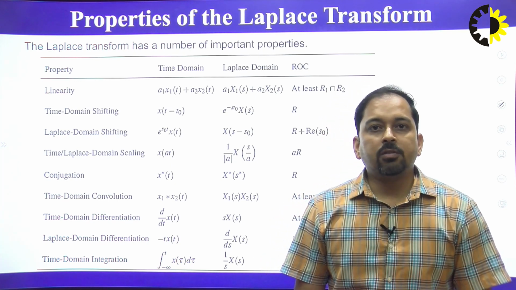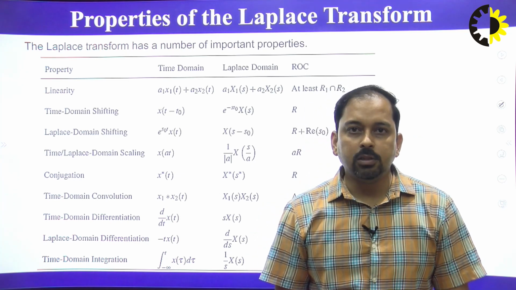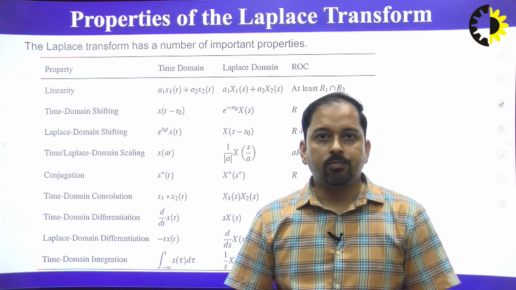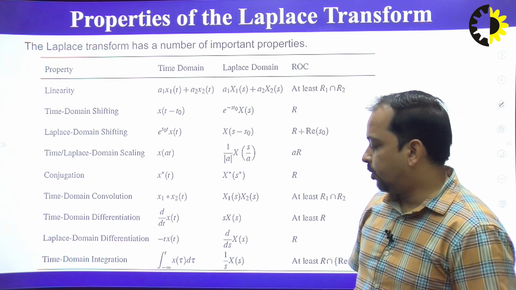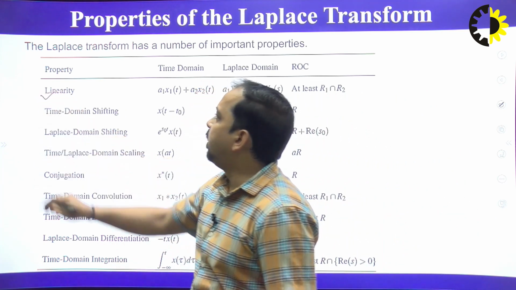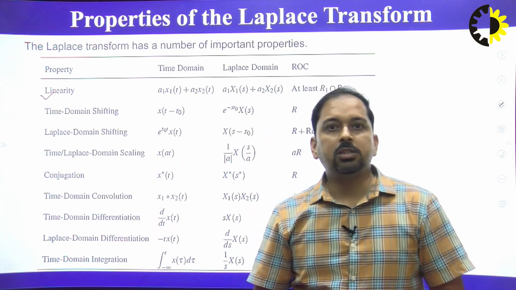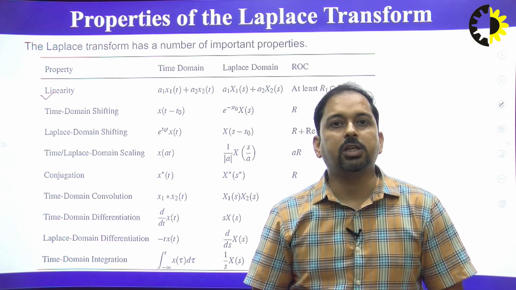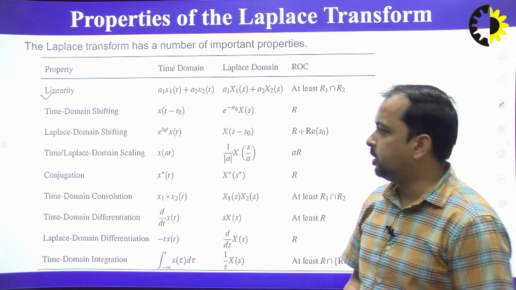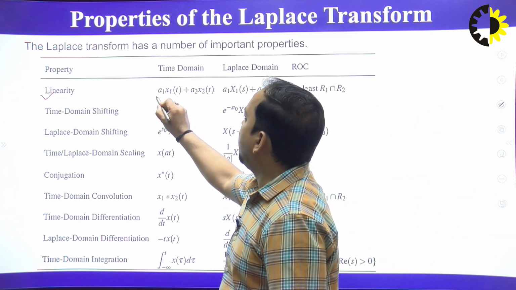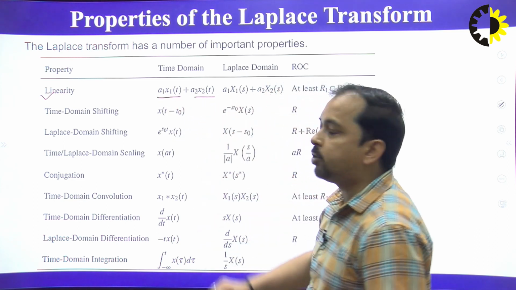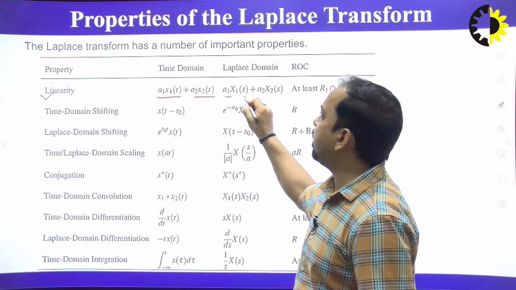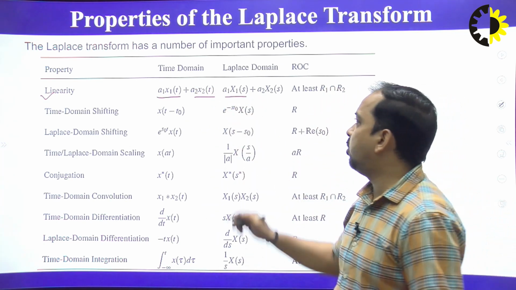So we have seen the several properties of ROC. After the properties of ROC, we will start the properties of Laplace transform. The first property of the Laplace transform is linearity. Linearity means a linear combination of signals in time domain results in a linear combination of the signals in S domain also. So if we have, let's say, a1 times x1 plus a2 times x2, definitely the transform as a whole will be a1 times X1(s) plus a2 times X2(s).